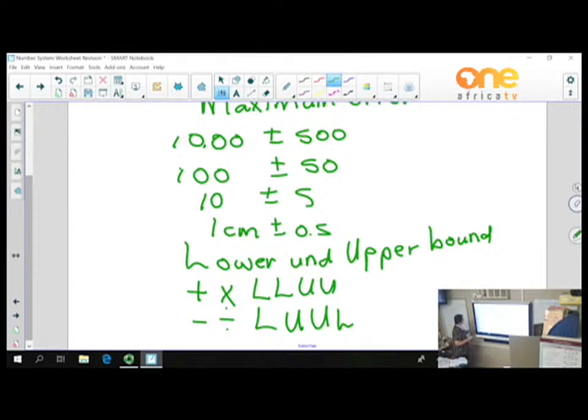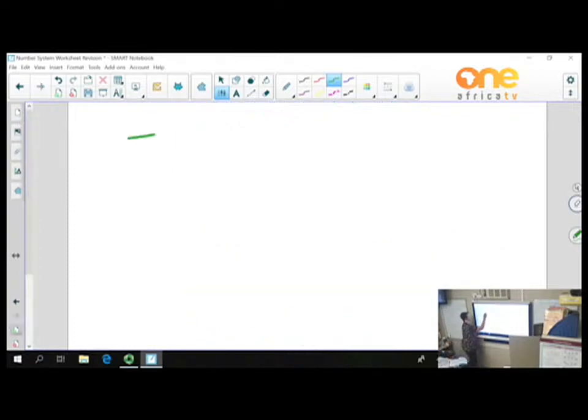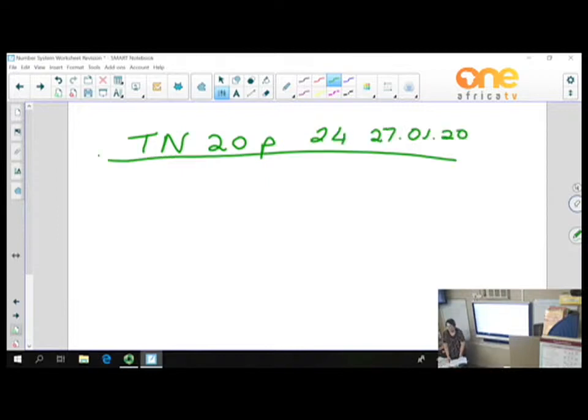Okay, so now we're going to go in our books. Try now 20, page 24, and today's date is the 27th. Now, I'll do the first ones together with you so that you can see how I would like you to write it out. The radius of a circular pond is 2,200 centimeters to the nearest 100 centimeters. Now, if I say to the nearest 100, what is my maximum error?